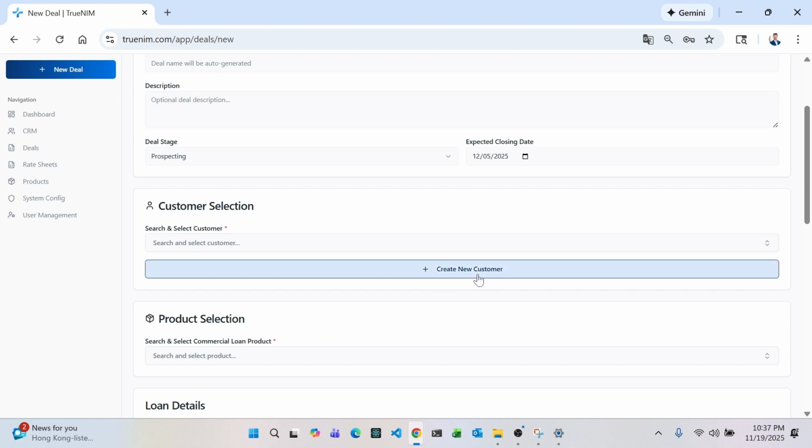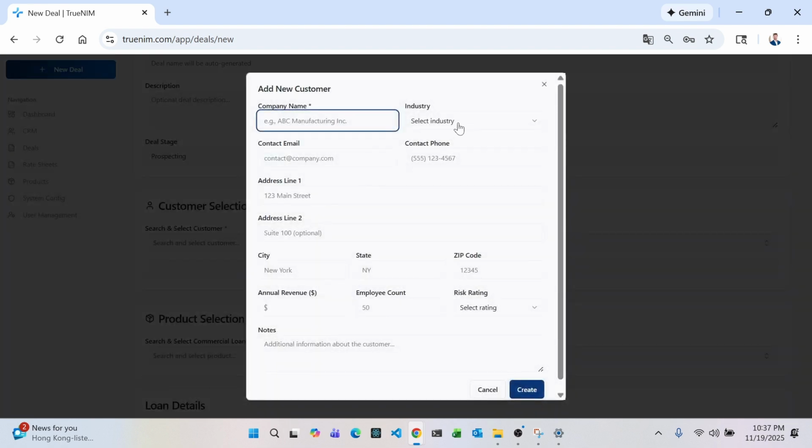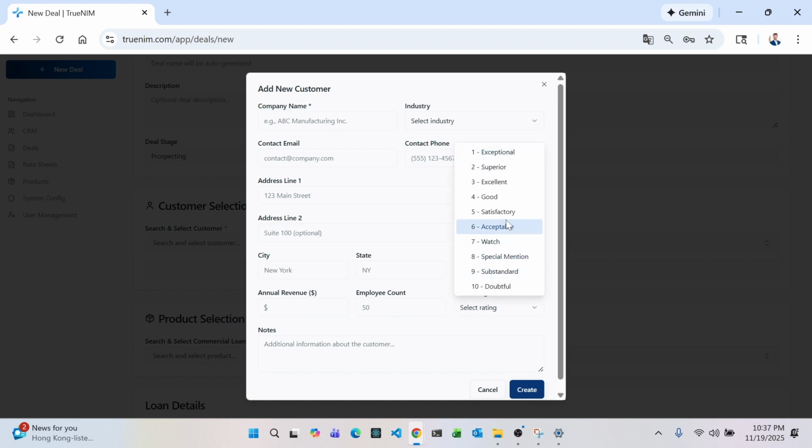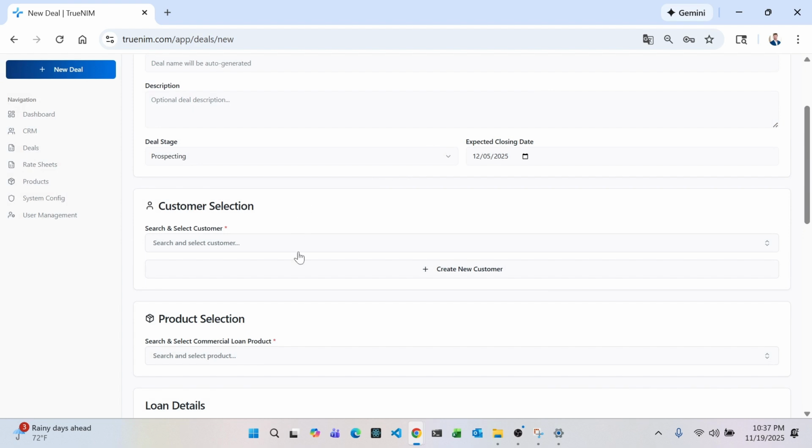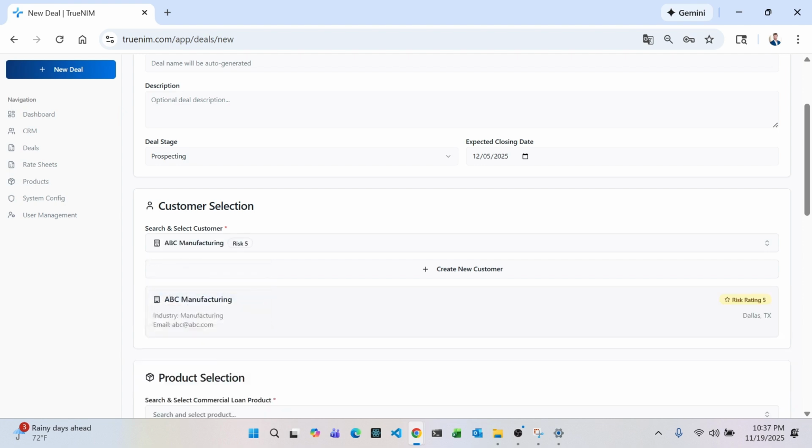Now let's do a customer selection. Here I can create a new customer if I want, pick what industry they are in, and other CRM information that you could have associated with the customer. But the most important thing here is risk rating. This is very, very important when it comes to money you set aside per credit for loan losses. It's a very important part of understanding what your true profitability is going to be. So let's go ahead and pull in one of the customers that we already have here with a risk rating of 5.